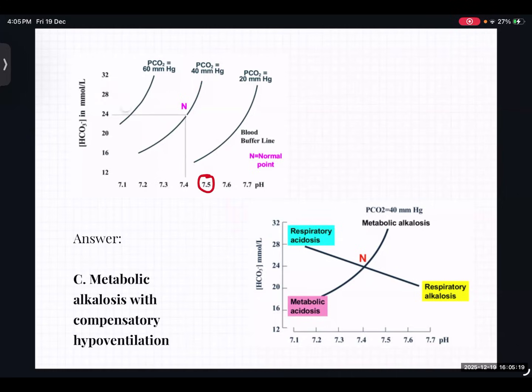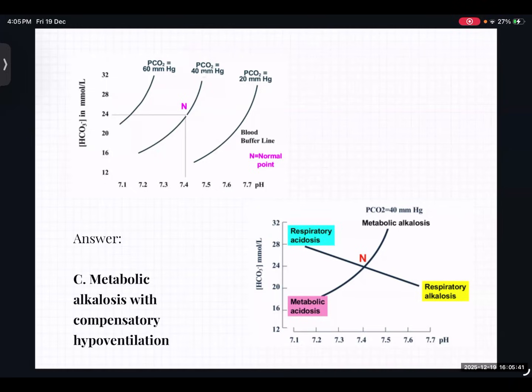Perfect. Metabolic alkalosis. Why is it metabolic? Because it's bicarbonate that changed, not CO2. If CO2 changed, it's respiratory. If bicarbonate changed, it's metabolic. Now, alkalosis, because obviously the pH increased. Okay.